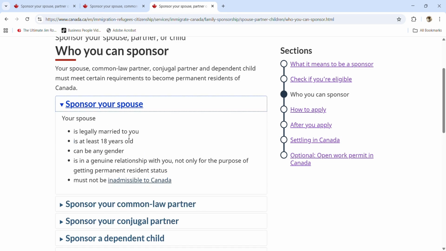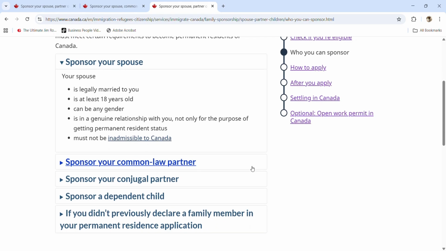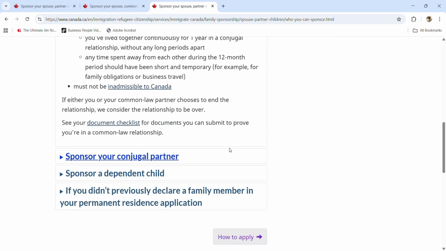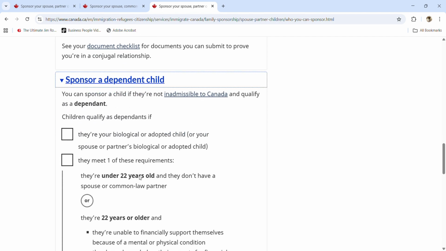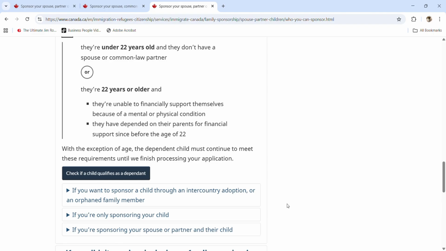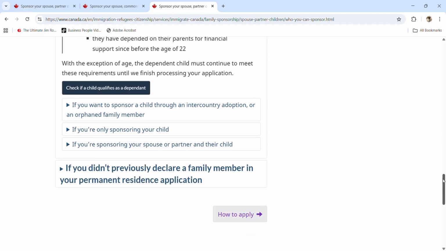For example, to sponsor your spouse, they must be legally married to you. If you are married, then you will need to provide the marriage certificate, okay? They must be at least 18 years old, can be of any gender, and be in a genuine relationship with you, not only for the purpose of getting permanent resident status, okay? And they must not be inadmissible to Canada. And in the case of common-law, the same thing applies with the conjugal partner and the dependent child, and then you will need to read those so that you can satisfy the requirements from the government of Canada.